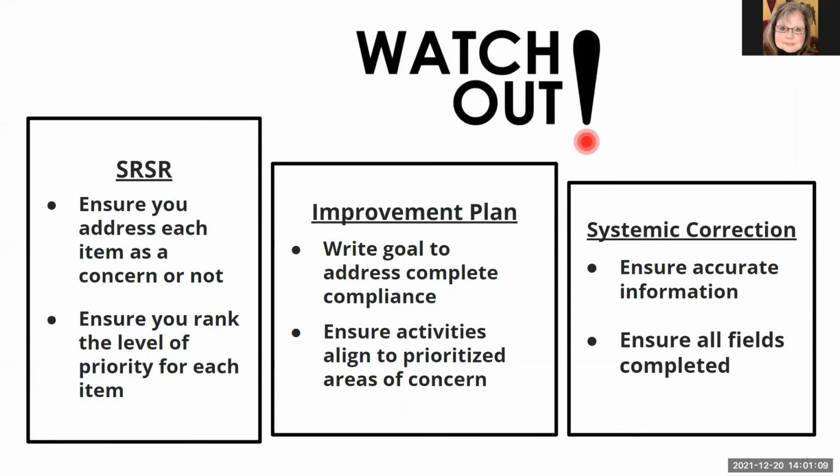You also want to make sure that any activities that you describe that will be taken by the district, such as professional development or anything else that you do, actually align to the area that you prioritized as an area of concern in the self-review summary report. So we just want to see that alignment between your SRSR and then the activities that you decide you're going to undertake in your improvement plan. And then when we think about systemic corrections, we want to make sure that all of the info that you put in is accurate, and please do not leave any fields blank on any of the forms.